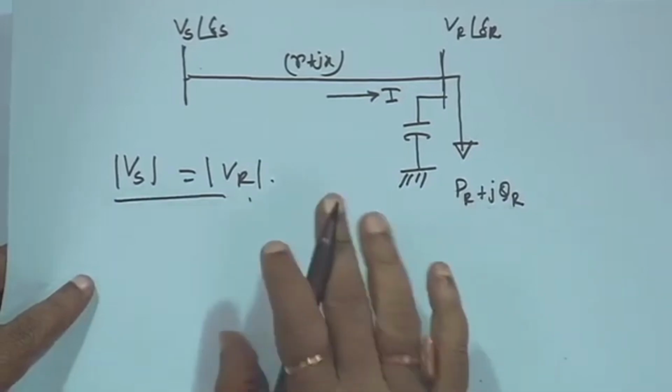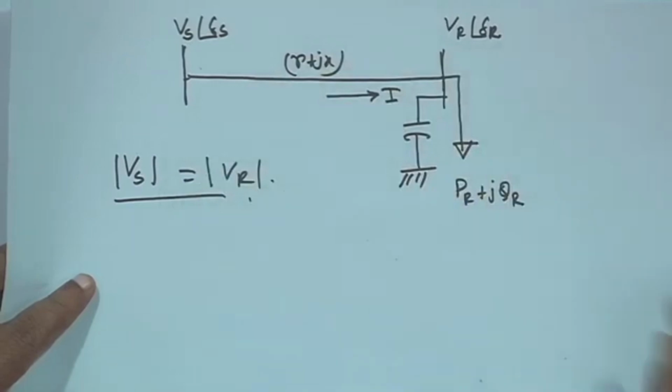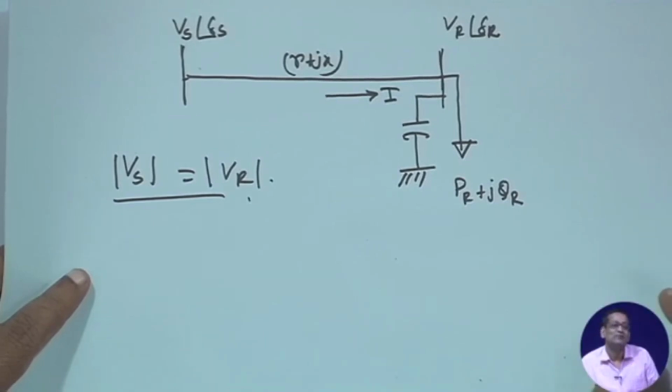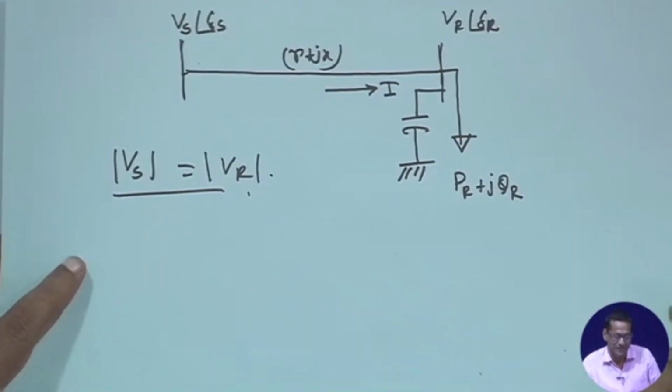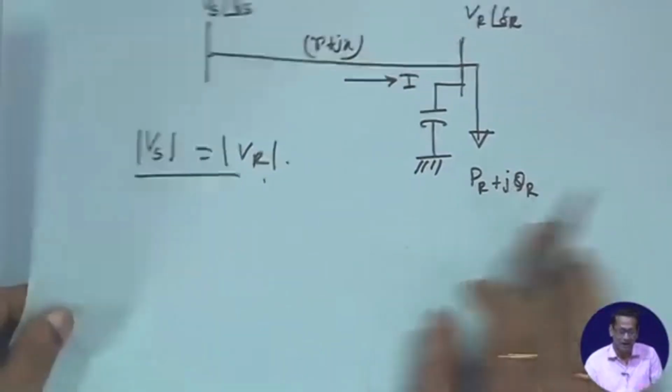First case is I have to obtain a relationship between V r, V s and P r. Whatever we have seen, if I recall correctly, magnitude V s is equal to magnitude V r plus magnitude I in bracket, that is r cosine delta r plus x sine delta r for a short line. We have seen that, right. But in this case, how will we do it?